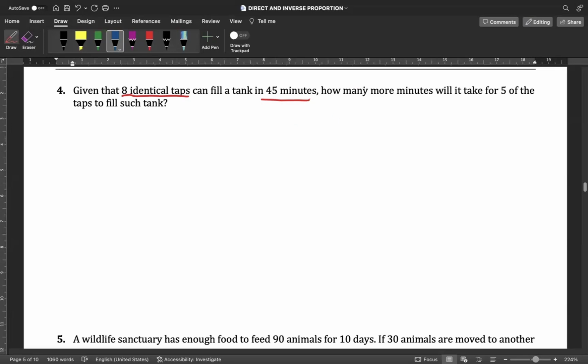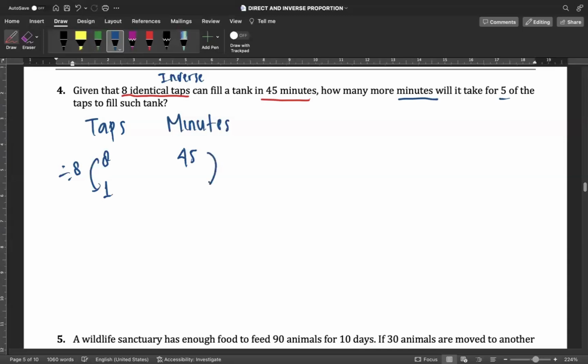If you want to use the unitary method, let's write the thing that we want to find on the right, since we want to find the time. So let's put the times on the right, and put the taps on the left. From here we know that 8 taps is 45 minutes. Before we find for 5 taps, we need to find for 1 tap, from 8 to be 1. We divide by 8, and since this is inverse proportion, we need to use the opposite of the operation. So we divide by 8, the opposite is times by 8. 45 times 8 is 360.